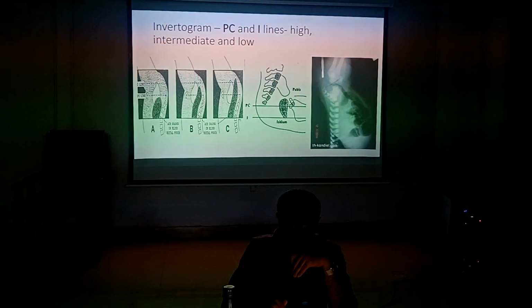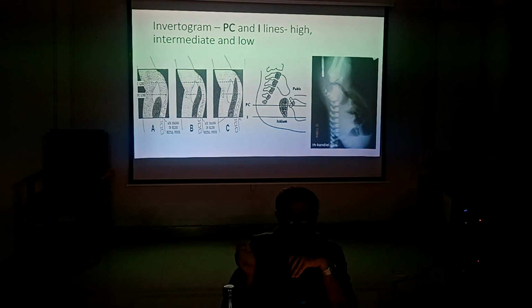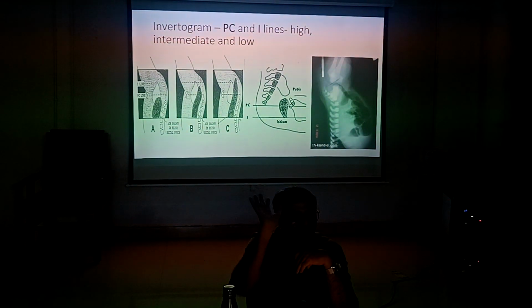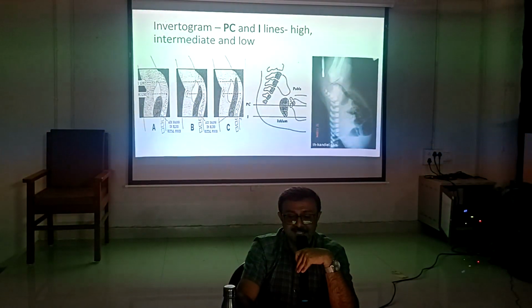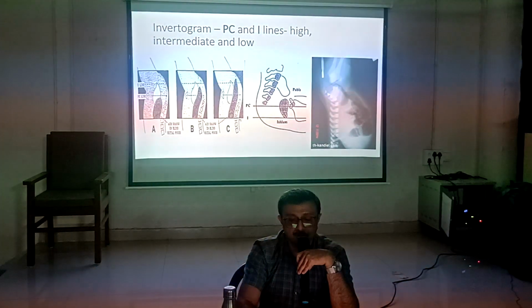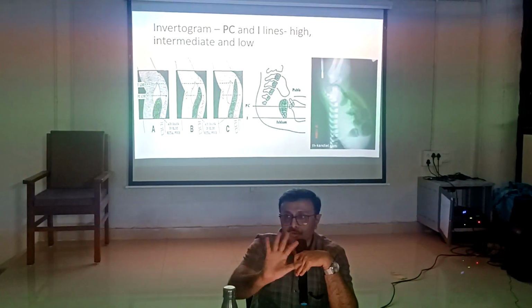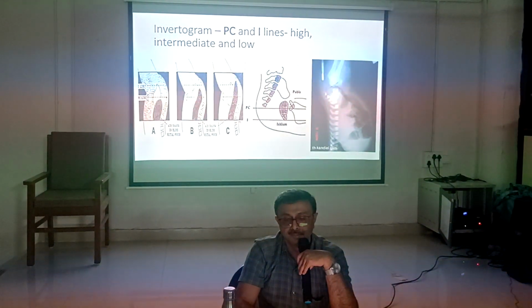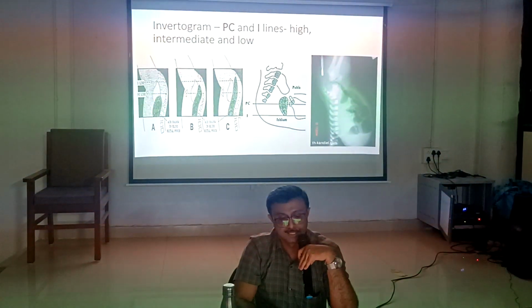What is important in invertogram? Identifying cubic and coccyx. That is the line where you can localize the cubic, because the bones are not fully developed. The bone pelvis is not developed. So how can you check the line?